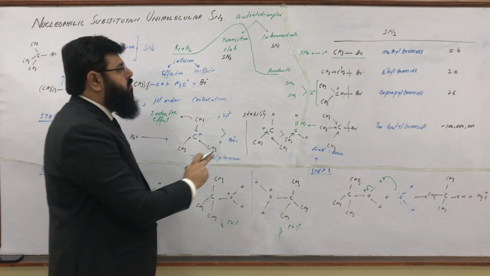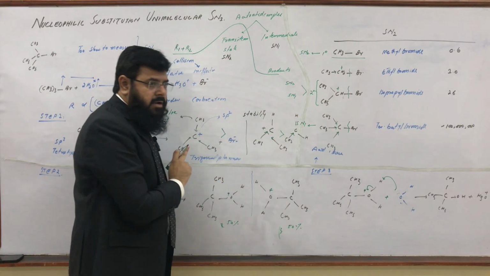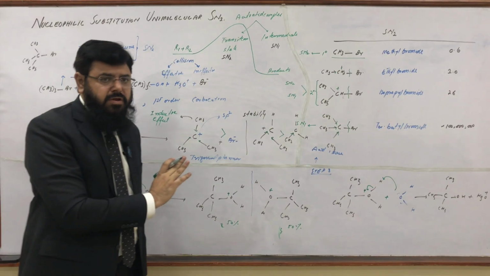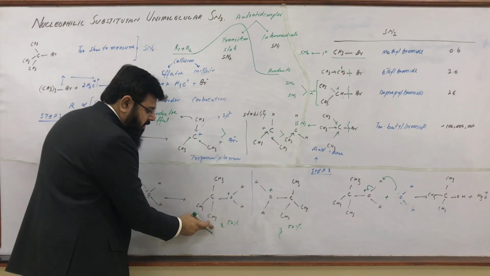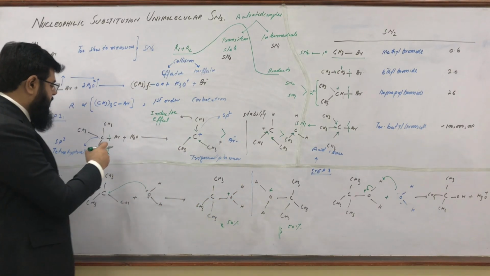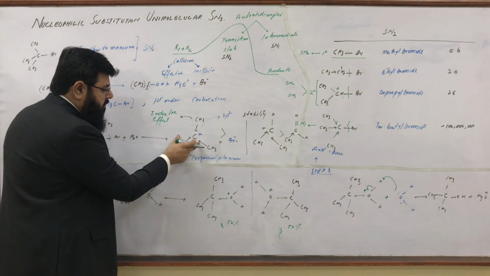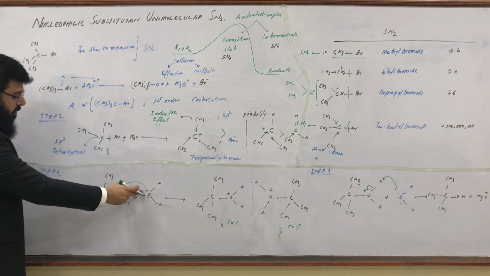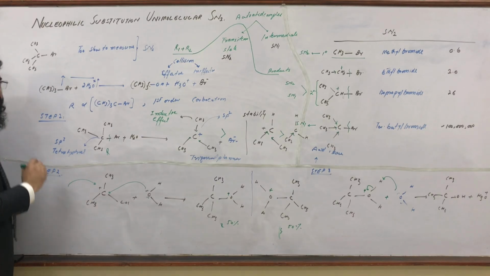Further, in SN2 reactions, there is a transition state. In SN1 reaction, there is an intermediate. In SN2 reaction, there is 100% inversion of configuration. In SN1 reaction, there is 50% retention and 50% inversion, because the intermediate in case of SN1 reaction is a planar sp2 hybridized carbon that provides equal opportunity to the attacking nucleophile, which can attack from the front and also from the back side.